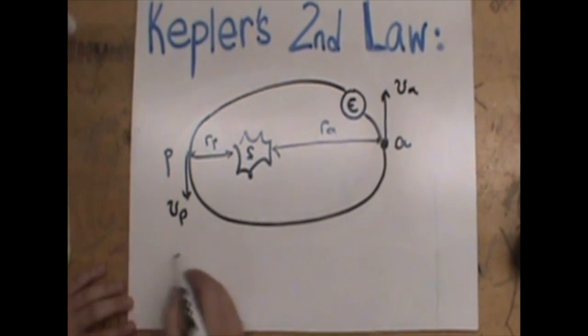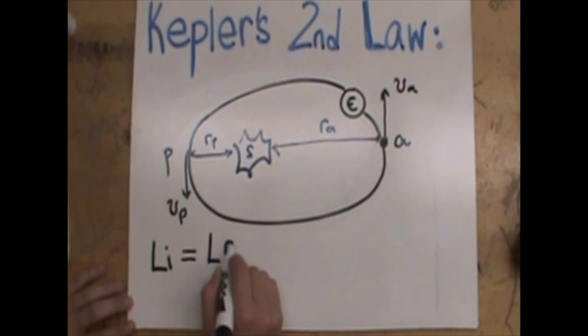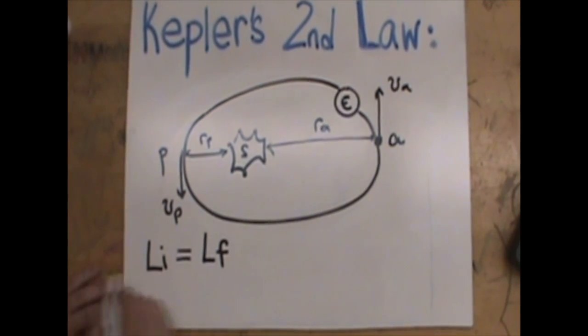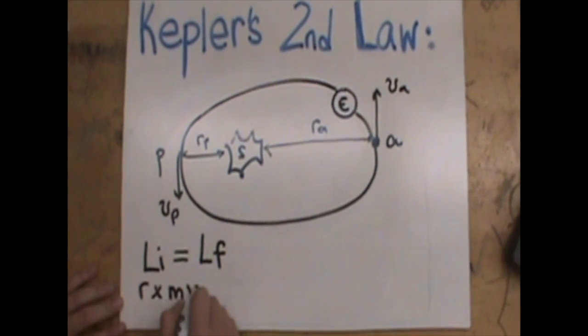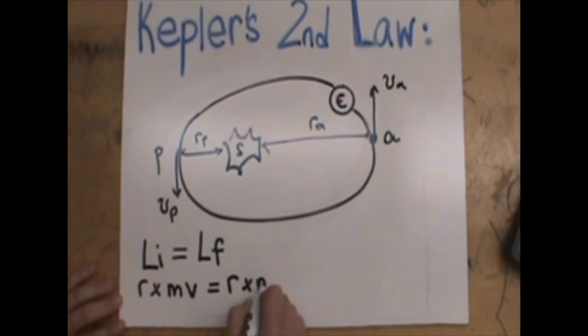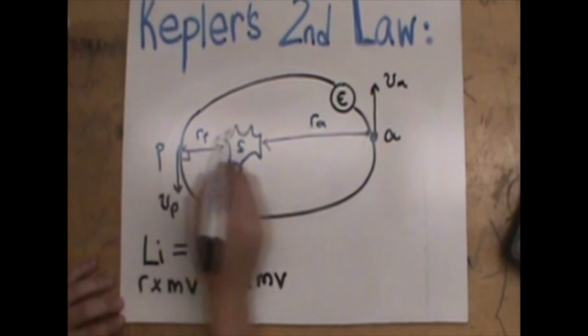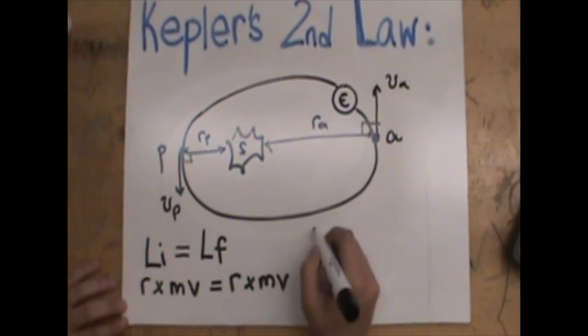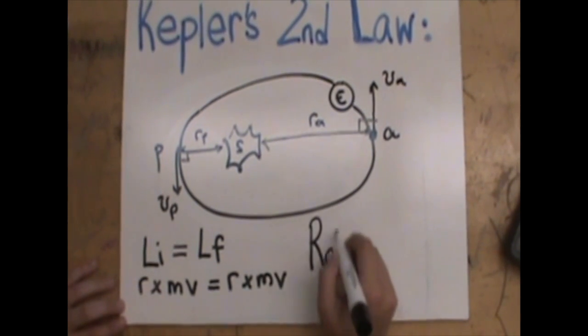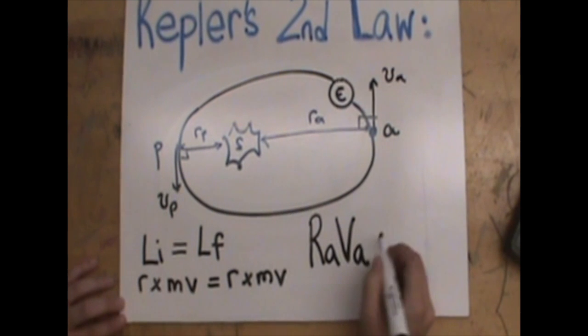Recall that angular momentum is conserved and defined as the cross product of r cross mv. This is particularly helpful at the apogee and perigee because r is perpendicular to v, so r cross mv is really just equal to r mv. Simple cancellation shows that RAVA equals RPVP. This is extremely useful because it comes up a lot on the AP test.